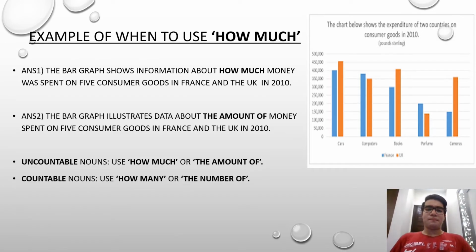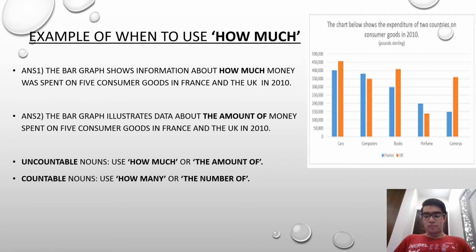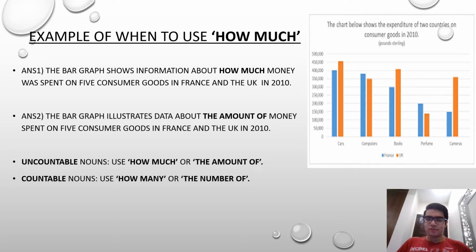Now I'll give you an example of when to use how much. This is a bar chart, and the topic question is: the chart below shows the expenditure of two countries on consumer goods in 2010. These are five different goods: cars, computers, books, perfume, cameras, and it shows the expenditure. So you could use the first form. It's an example of how to use how much.